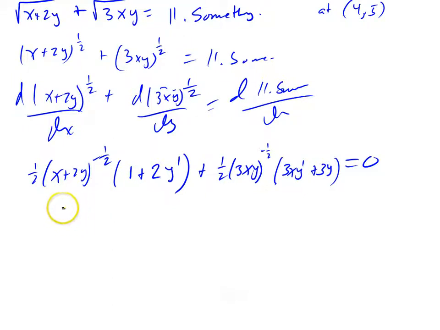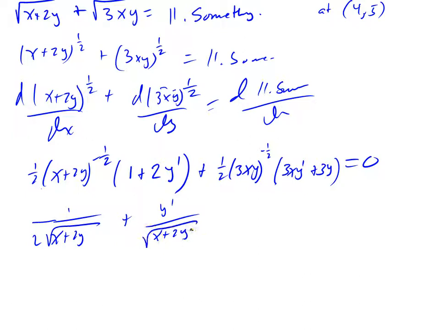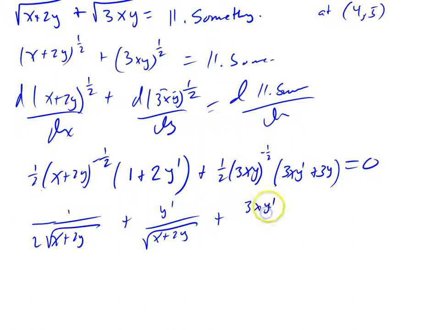Let's write this as 1 over the square root of x plus 2y, times 2 plus the 2's are going to cancel out, 2y prime. So this is just y prime over the square root of x plus 2y, and just distribute that through. So I've got 3x y prime over 2 times the square root of 3xy, plus 3y over 2 times the square root of 3xy, equals 0.